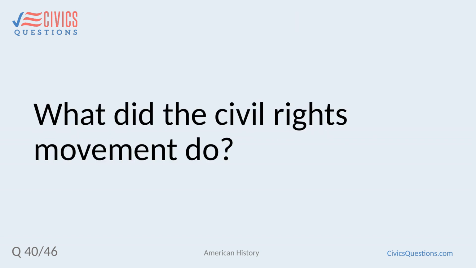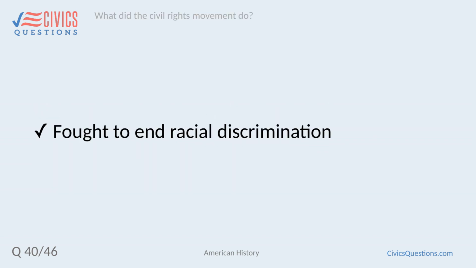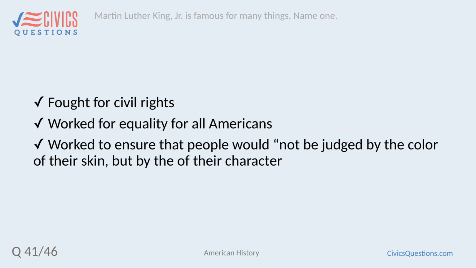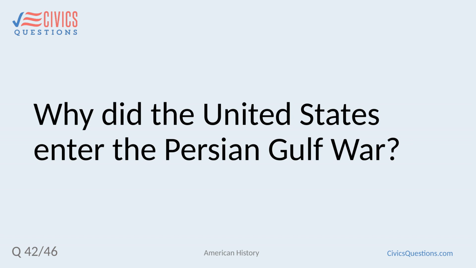What did the Civil Rights Movement do? Fought to end racial discrimination. Martin Luther King Jr. is famous for many things. Name one. Fought for civil rights. Worked for equality for all Americans. Worked to ensure that people would not be judged by the color of their skin, but by the color of their character. Why did the United States enter the Persian Gulf War?